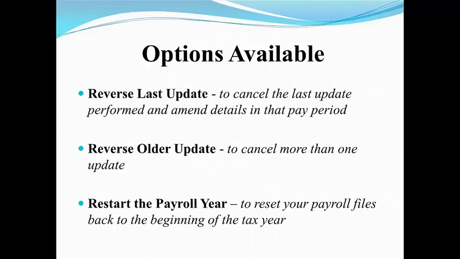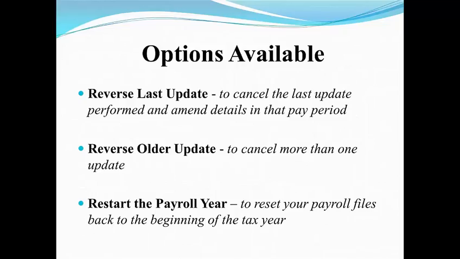So the first option is to reverse the last update. This allows you to cancel the last update that was performed and amend details in that actual pay period. The next option then is to reverse an older update, which allows you to cancel more than one update. And the third option then is to restart the payroll year, whereby you're actually resetting the payroll files back to the beginning of the tax year itself.